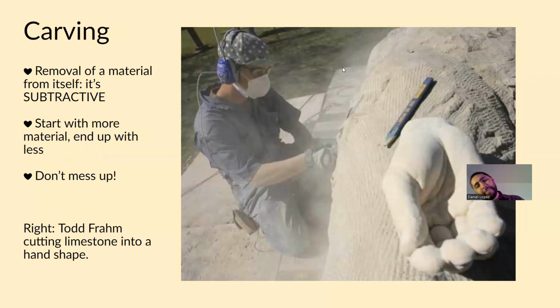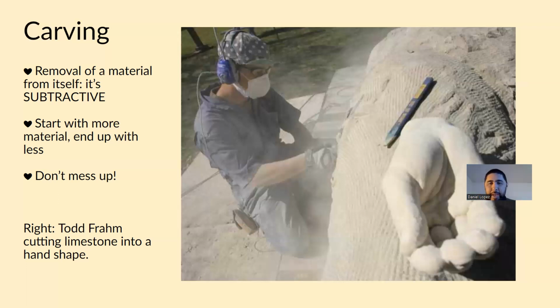Carving is a subtractive process, on the other hand, where you take it away. So this is Todd Fram, who made this limestone block. It was a huge rectangular prism, and he's carving it to make this hand. So you take away, and Michelangelo's David is the same way. He said something like, I see the form inside of it, and I'm just freeing the form from the block of marble or whatever.